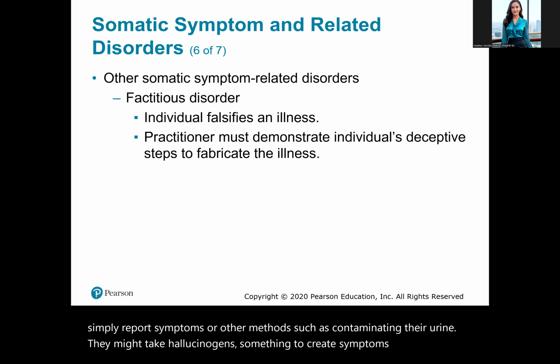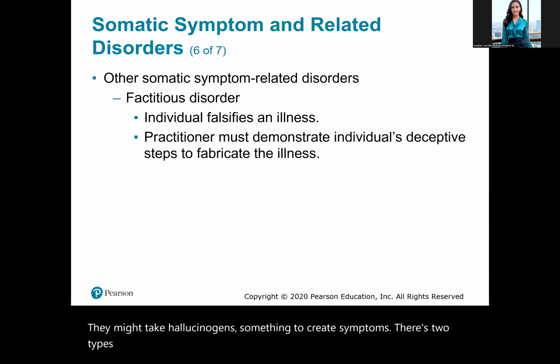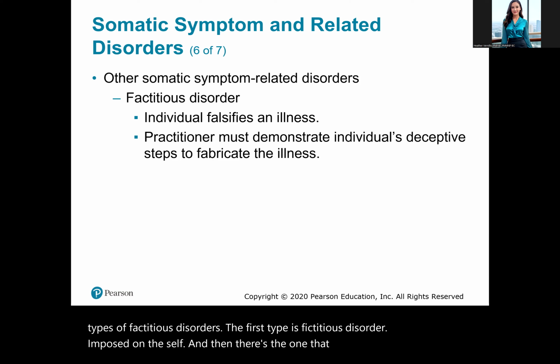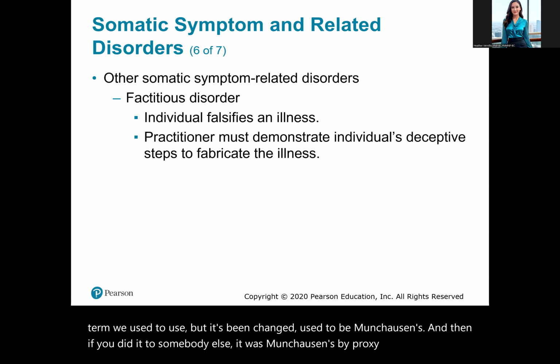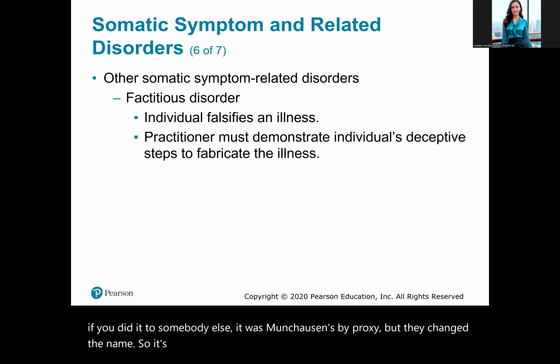There are two types of factitious disorders. The first type is factitious disorder that's imposed on the self, and then there's the one that is imposed on others. So the term we used to use, but it's been changed, used to be Munchausen's. And then if you did it to somebody else, it was Munchausen's by proxy, but they changed the name. So it's factitious disorder imposed on another or factitious disorder imposed on self.